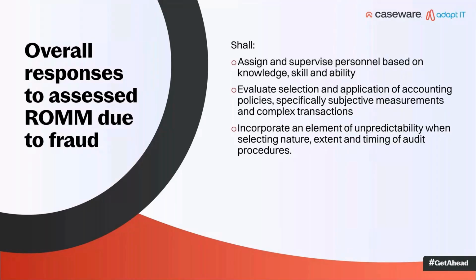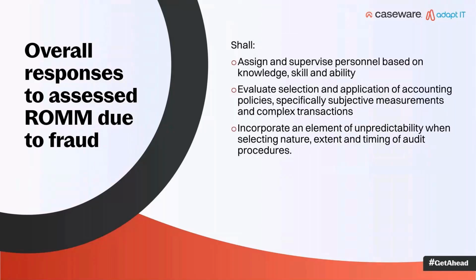You might be assigning more. So let's say, for example, you've got a big fraud risk in this client. You might actually say, you know what, I'm going to have 2 managers on this job because there's just too much work to review in sufficient detail. Evaluating the selection and application of accounting policies, and specifically looking at subjective measures and the complex transactions, and very carefully considering whether that's treated appropriately.